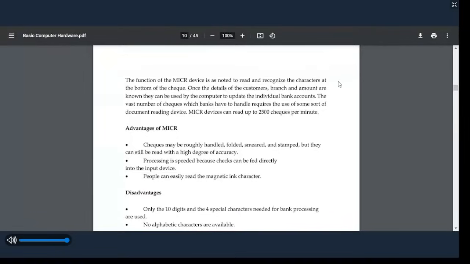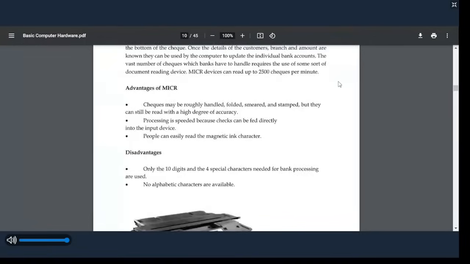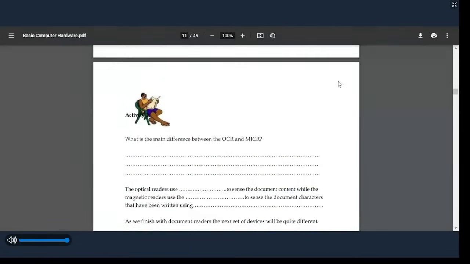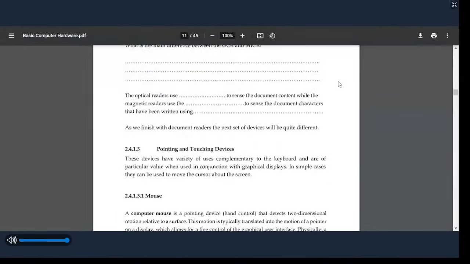People can easily read the magnetic ink characters. Only the 10 digits and the 4 special characters needed for bank processing are used. No alphabetic characters are available. So that is the MICR. If you go to banks and you are taking a check, those who have taken checks as you are joining, you know that it's possible.